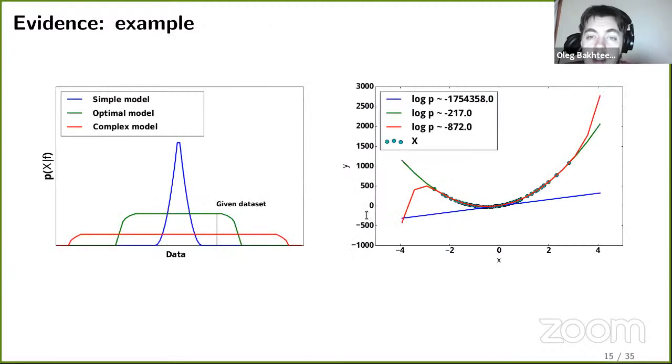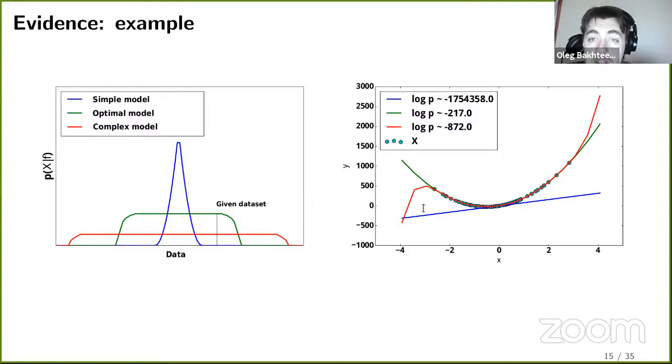So here is an illustration of the evidence. The left plot shows three models, the simple one, the complex one, and an optimal one. The y-axis is the likelihood, and the x-axis corresponds to different data sets from the general population. The simple model's likelihood is rather stable across all the data sets, but its value is low. The complex model's likelihood is much higher, but it's shaped as a sharp peak near one point on the x-axis, and therefore it is impractical to use it for prediction tasks. The optimal model is a trade-off between these two models, the simple one and the complex one.